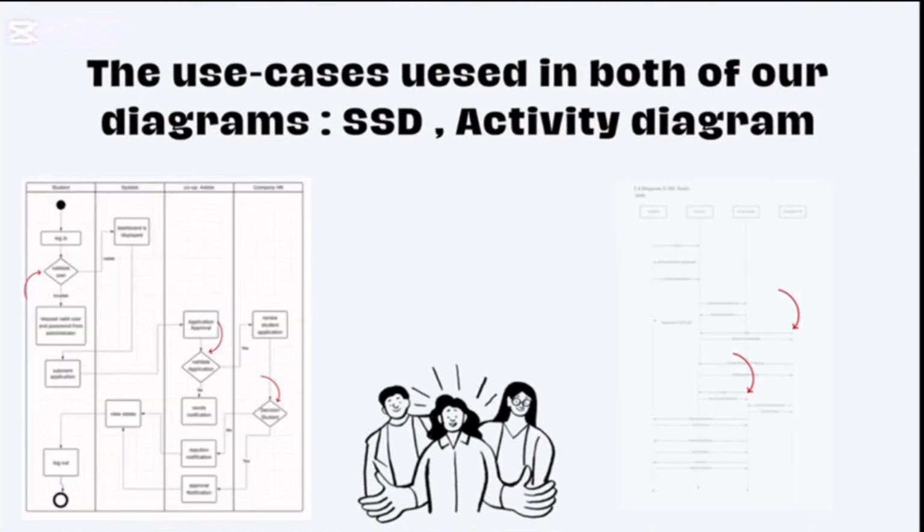About the activity diagram, here it shows the flow of an application coming from the student through the co-op admin and then the company HR. After the application was submitted by the student, it's going to go straight to the co-op admin. Here the co-op admin would approve or reject this application. If it was rejected, it's going to send a notification to the student. If it was approved, the application is allowed to go to the company HR. And the company HR also is going to make a decision by rejecting or approving this application.